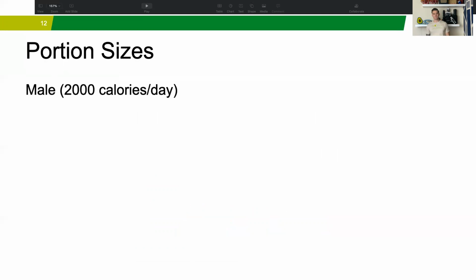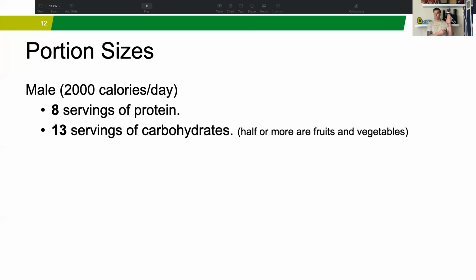So how does that look then? So a male averaging 2,000 calories a day, which is about the average now. It used to be 2,500 for a man and 2,000 for a woman. It just doesn't happen anymore. We just don't move enough. So the modern day person average would be about 2,000 calories a day for a man. So it's 8 servings of protein. So 8 palm size, 3 ounces, 8 servings of protein, 13 servings of carbohydrates. Now carbohydrates, half or more of your servings should come from fruits or vegetables. 8 servings of fat, so 8 thumb size throughout the day.